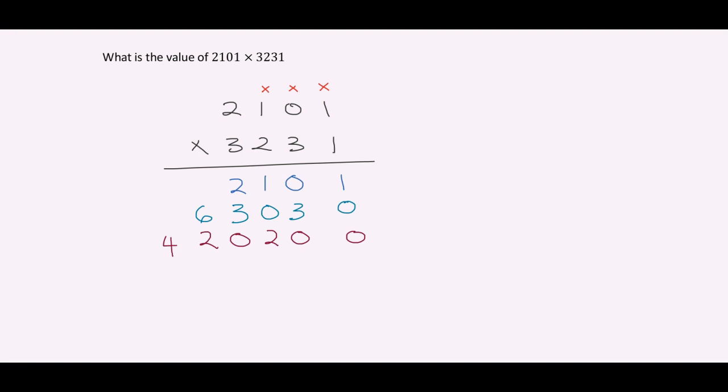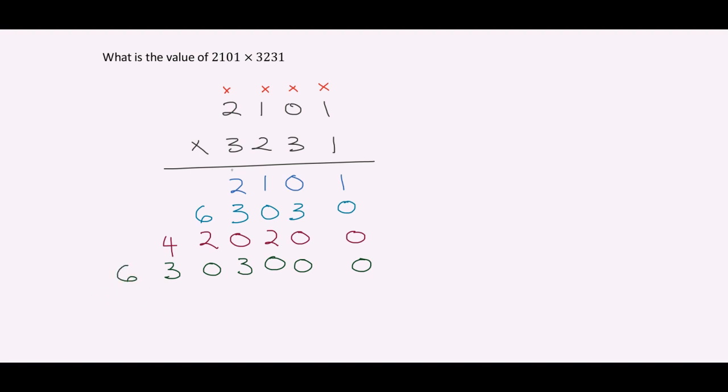Now we're going to go over to the leftmost column, which is the thousands place. First of all, we're going to put a 0 in the ones place, a 0 in the tens place, a 0 in the hundreds place. Now we have 1 multiplied by 3 gives us 3. 0 multiplied by 3 gives us 0. 1 multiplied by 3 gives us 3. 2 multiplied by 3 gives us 6.